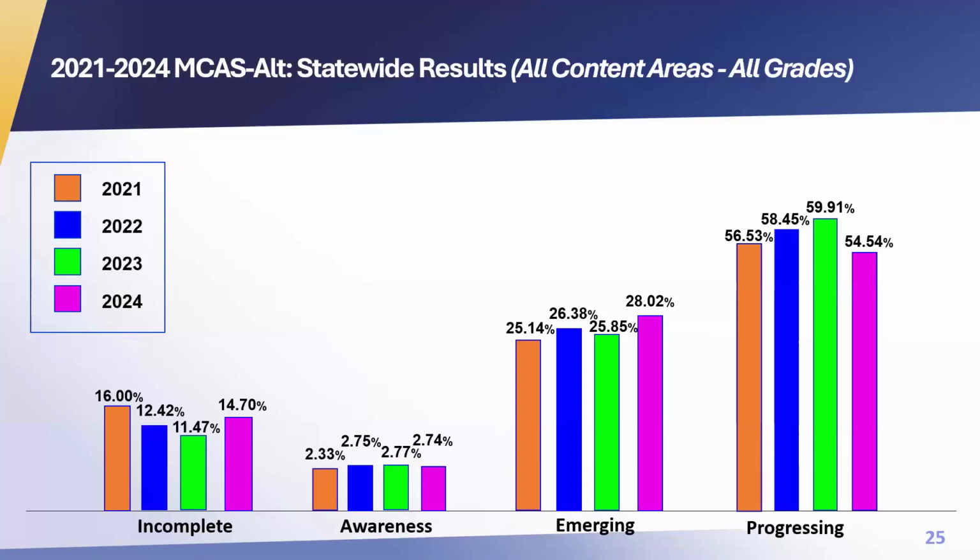We did see more of an increase in incompletes this year than we have before, and a little dip in progressing. And that could be due to an increase in the number of portfolios where the evidence that's submitted did not match what the educator said they were going to do.